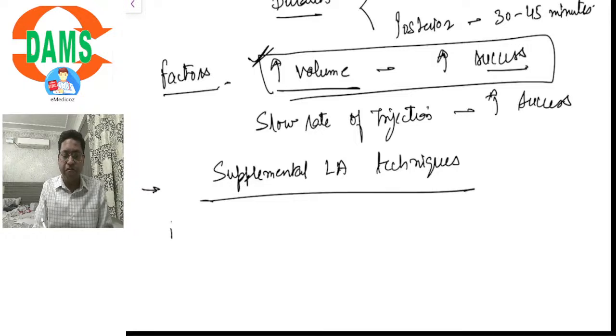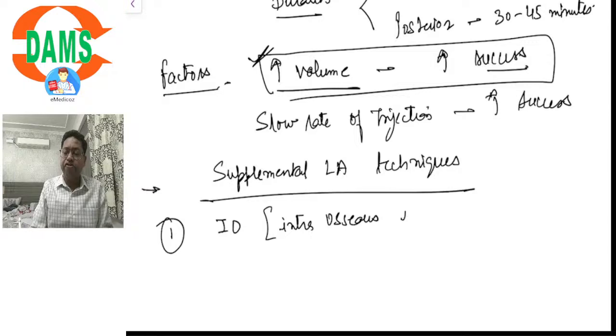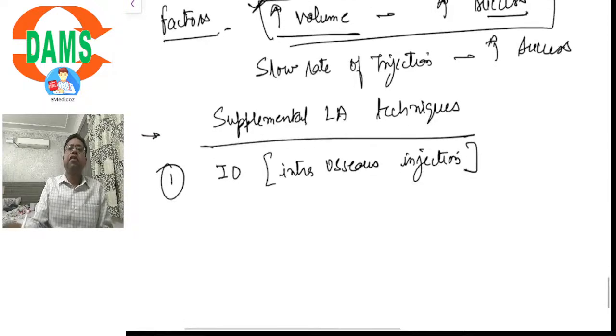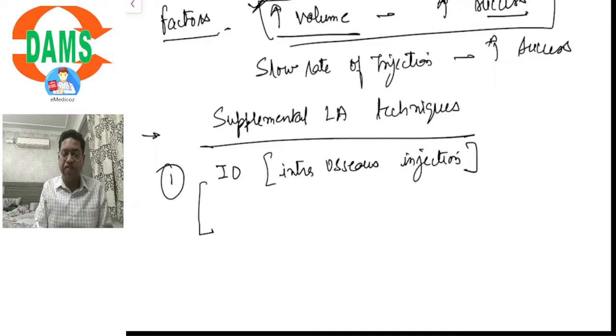The first form of supplemental local anesthetic technique is called intraosseous injection. As the name indicates, intraosseous, the local anesthetic is injected directly into the bone around the tooth. This intraosseous injection is given on the side distal to the tooth.